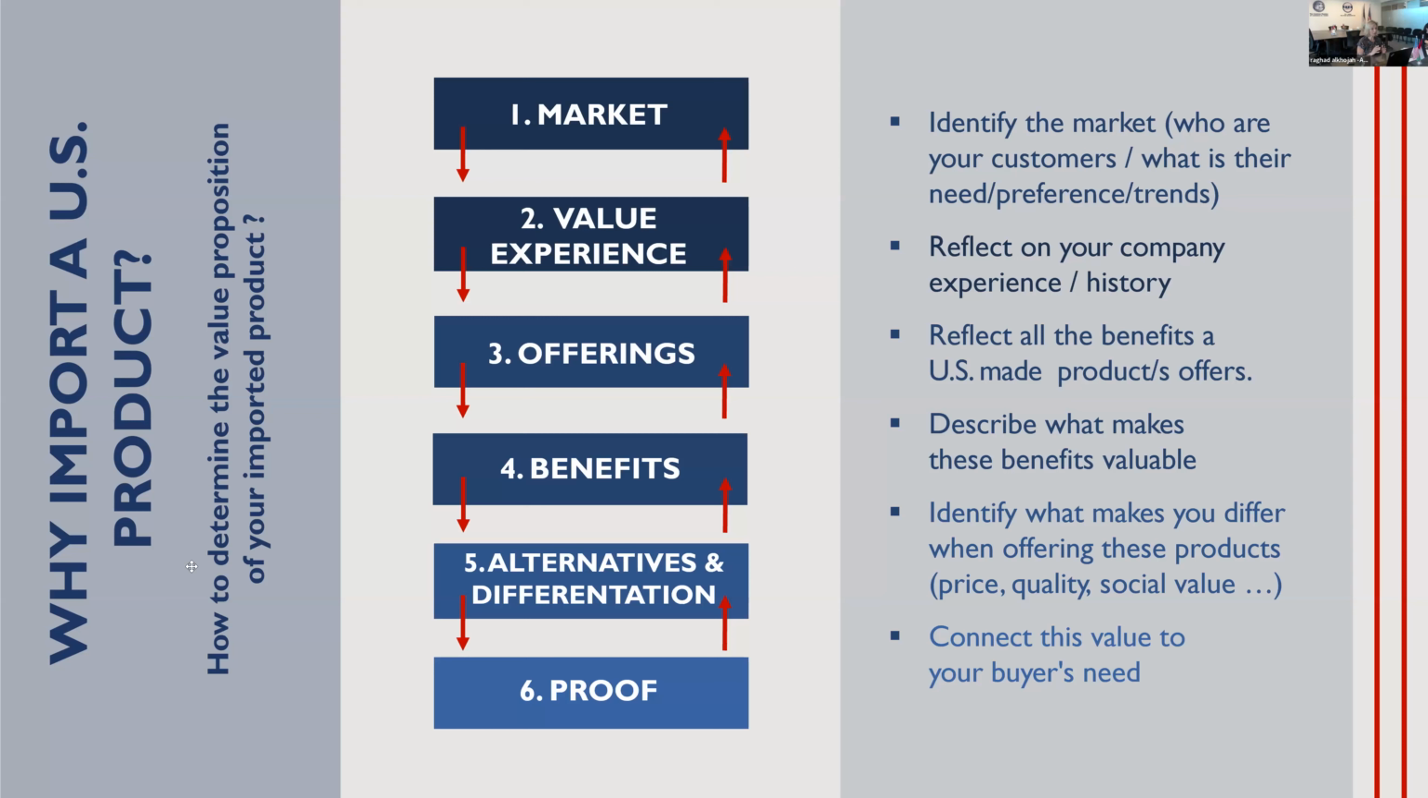There's another point that I did not include because it is not directly connected to choosing your sourcing partners and sourcing from the US. You also need to have your team know this and be able to reflect it, whether it's the sales teams or the customer service teams, because once everybody is aware of this, it makes selling those products even easier. So the points we have to take into consideration are the market, the value experience, the offerings, the benefits, alternatives and differentiation, and then the proof.